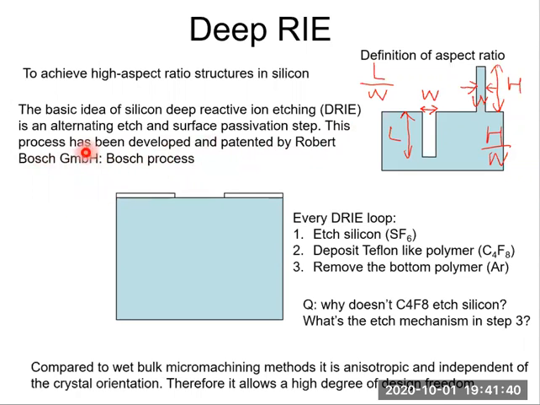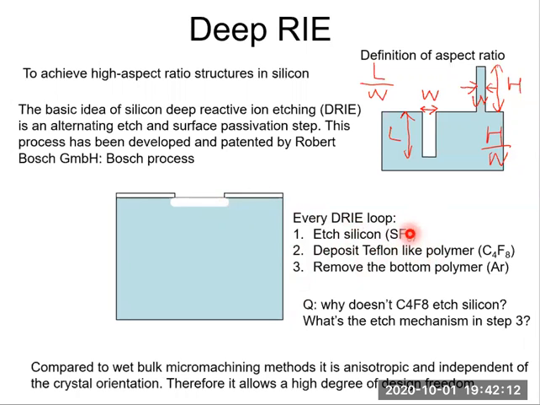This process is called the Bosch process. Every deep RIE loop, or Bosch loop, consists of 3 steps. The first step is to etch silicon by SF6 plasma. This is the RIE or plasma etching. I use the SF6 plasma to etch silicon.